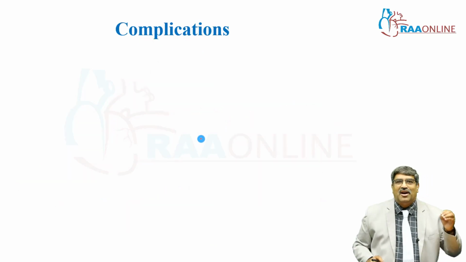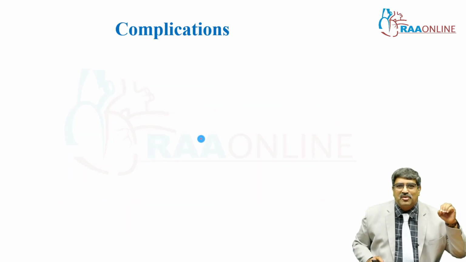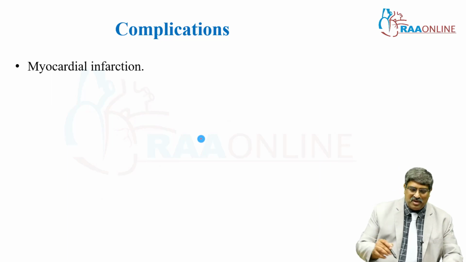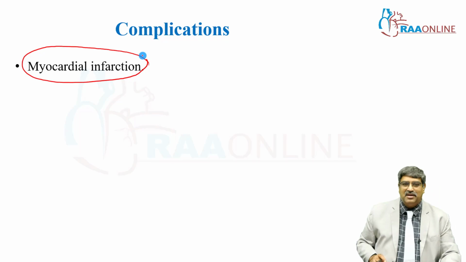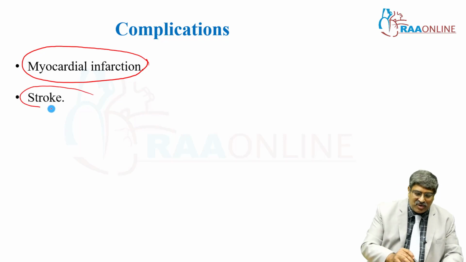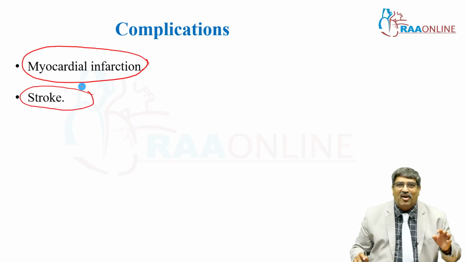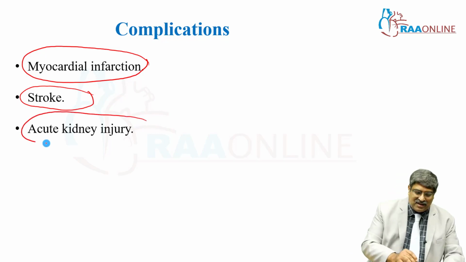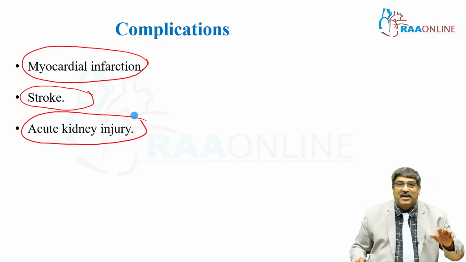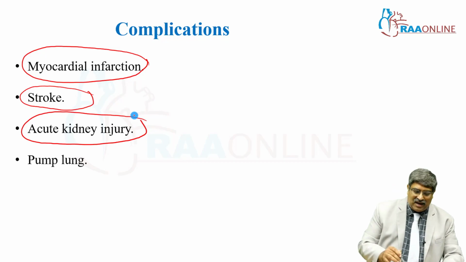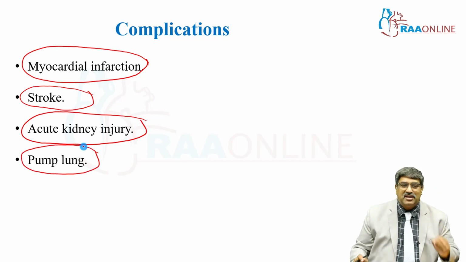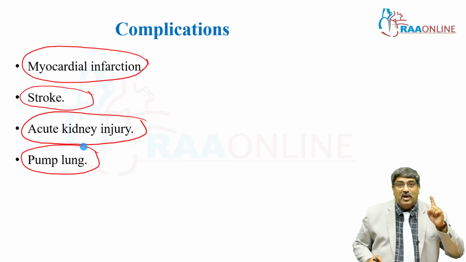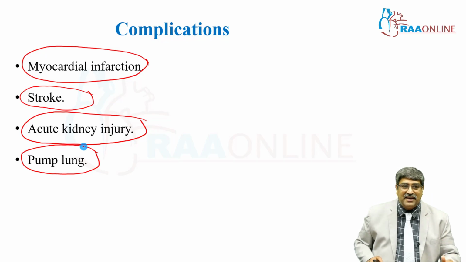Now coming to the complications, what happens to the various organ systems? In the heart, it is going to be myocardial infarction. With the brain, it is going to be transient ischemic attack or a stroke. Kidney, there might be acute kidney injury. And with the lung, there can be an ARDS-like picture, which is often called pump lung. And your GIT might be compromised. There might be hypoperfusion and paralytic ileus.